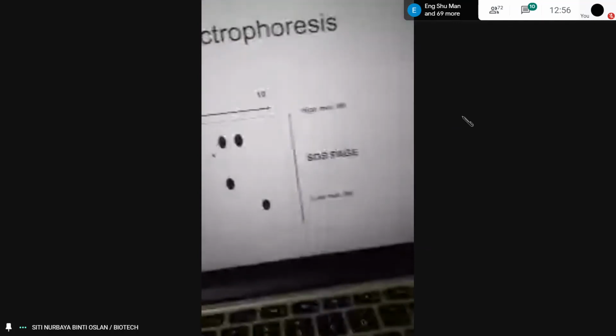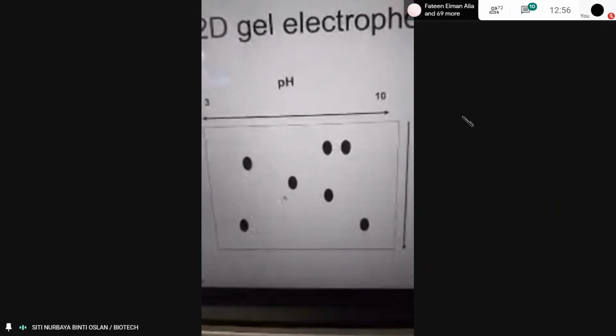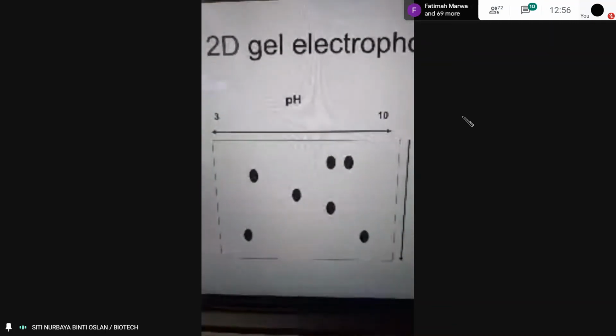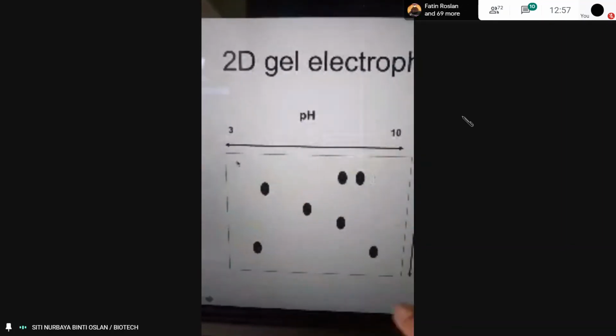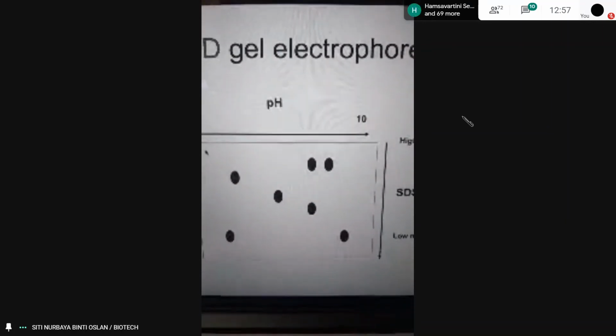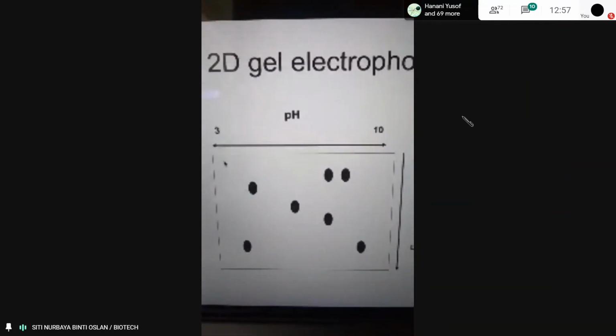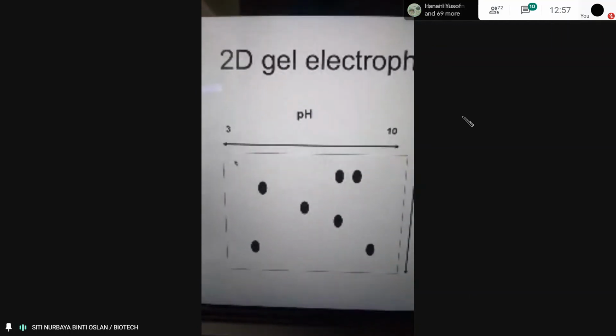So what is the third D in the 2D electrophoresis? You need to analyze all these spots using the densitometer. The scanner will capture the whole spot and scan it. By using that software, it will show the dot in 3D.